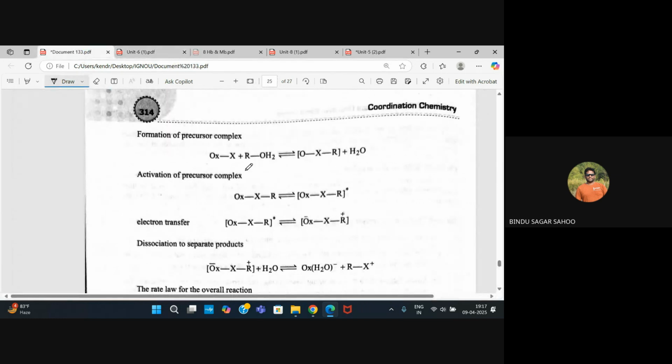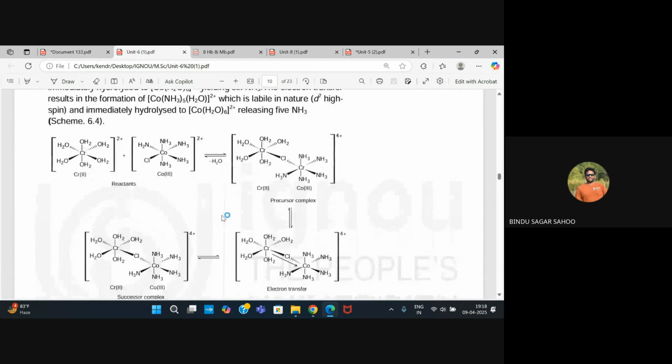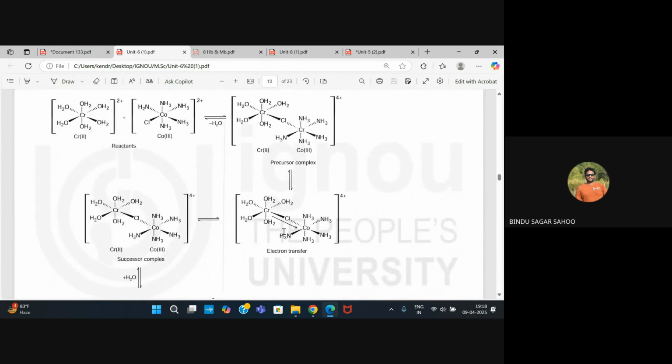Just like here, the oxidant X is a water molecule. This is the bridging ligand. They will form a complex like that. So after the formation of the precursor complex, the activation of the precursor occurs, or the electron transfer occurs from this side to this side.